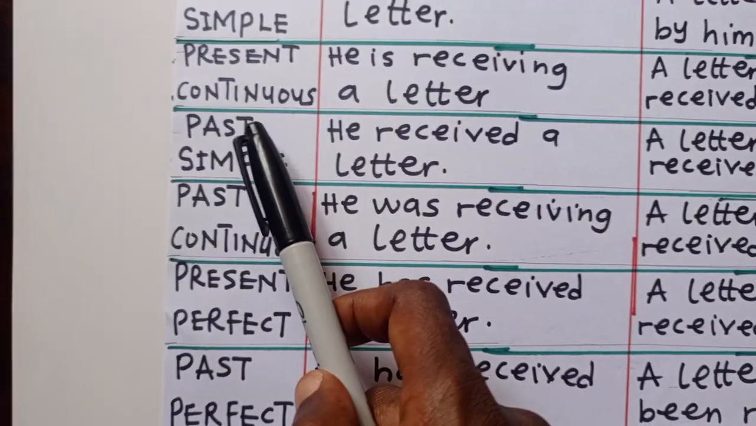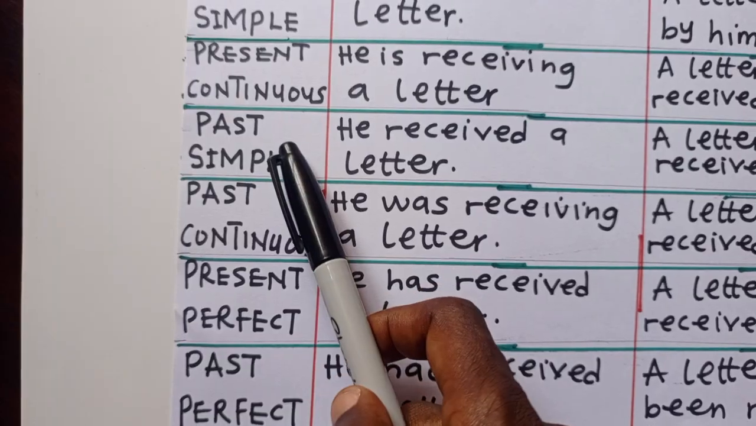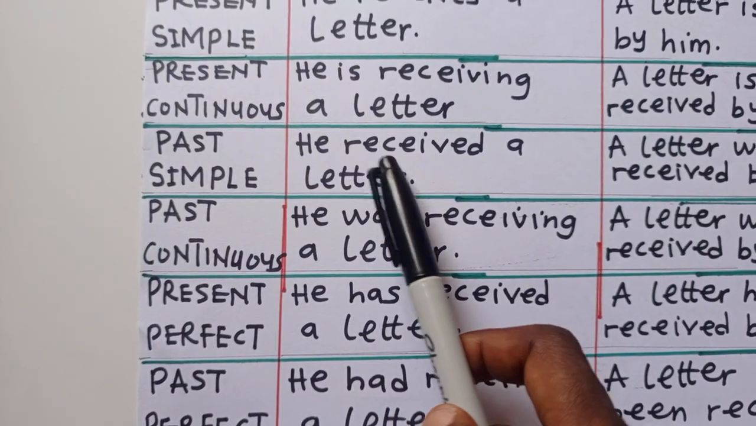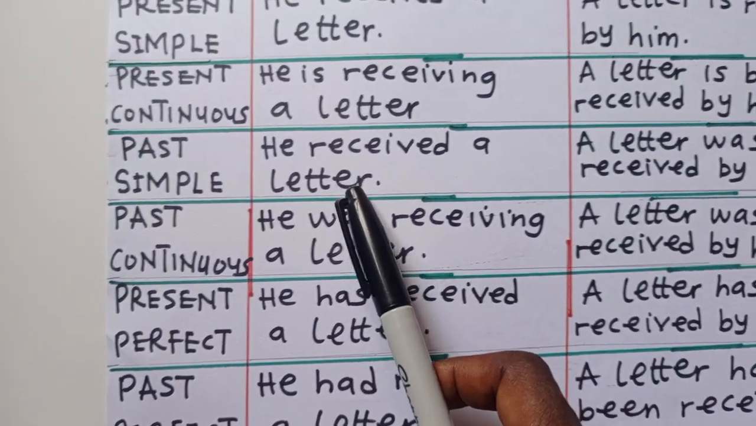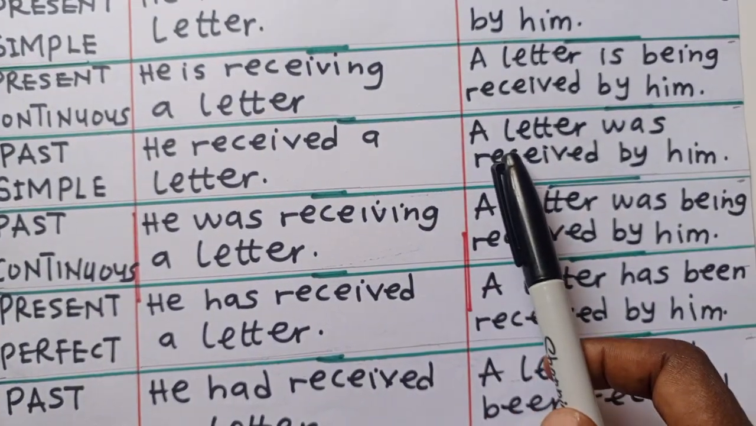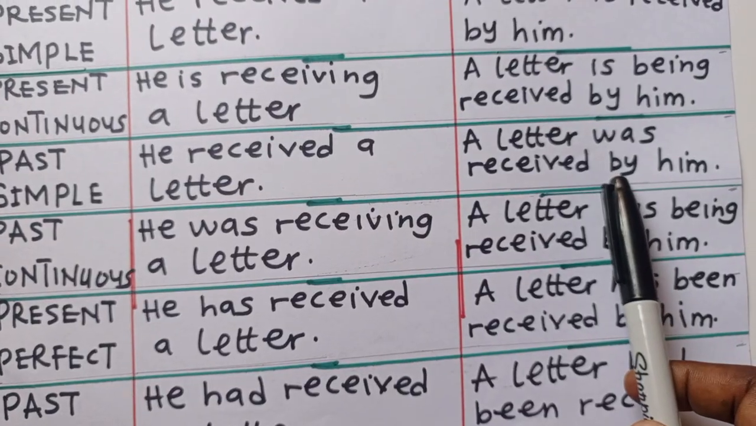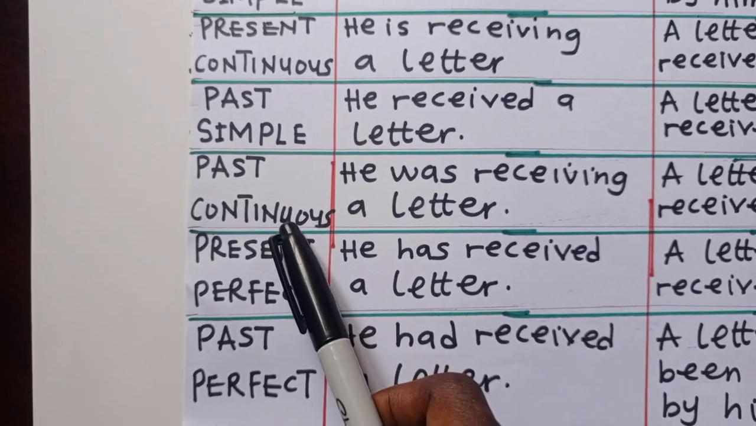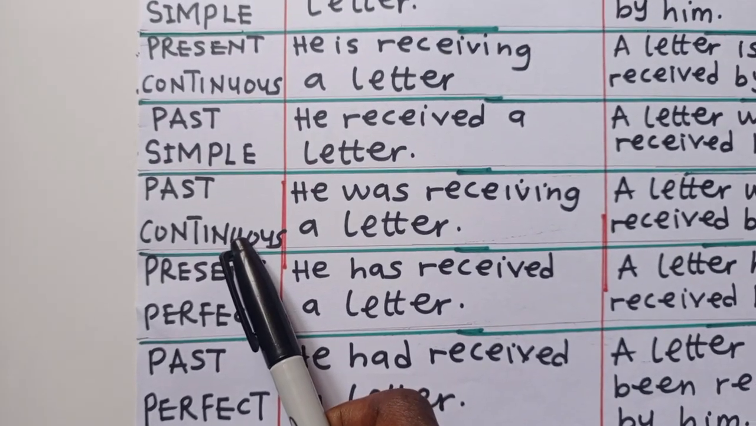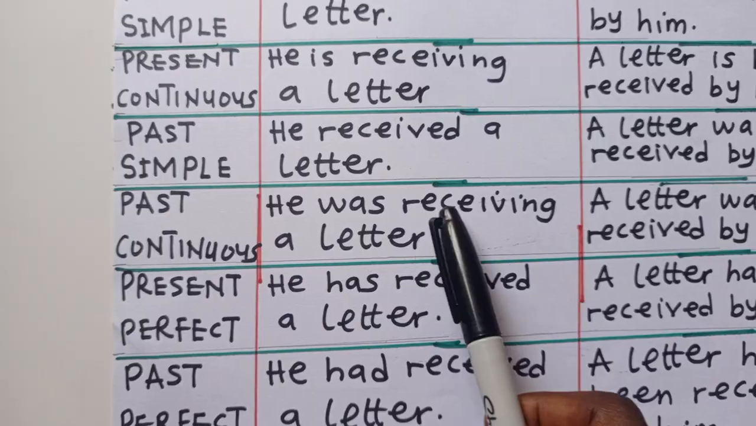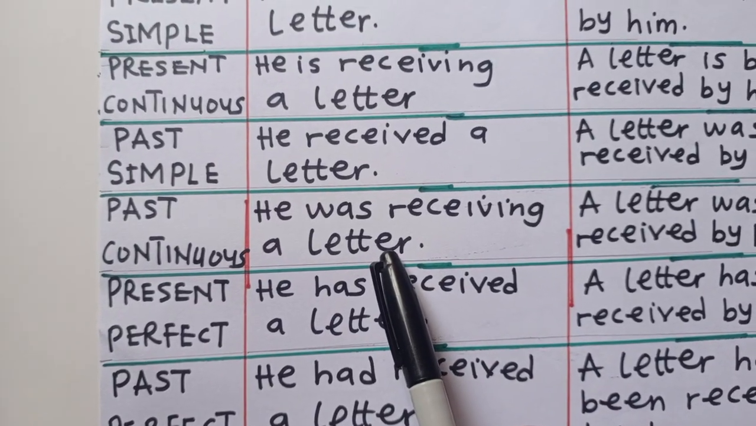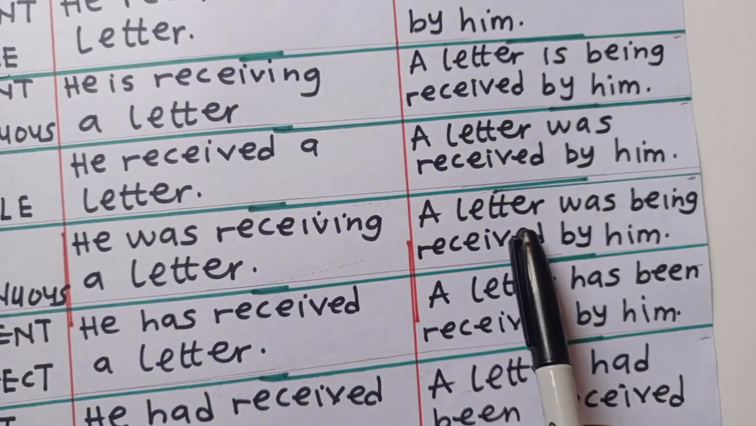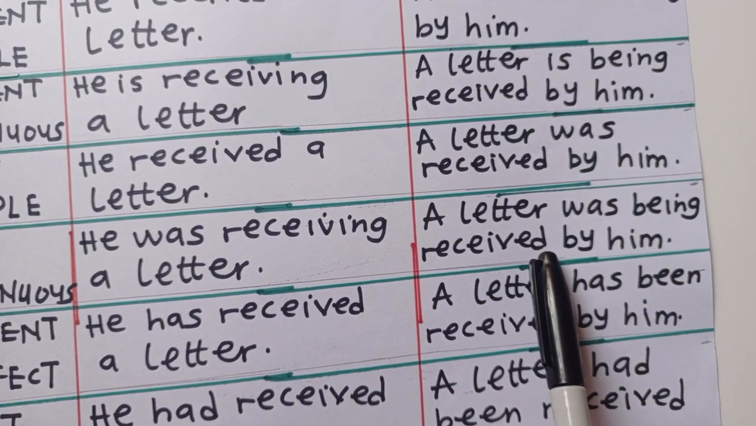Let's look at past simple tense for active voice. Example, he received a letter. And then the passive voice will be a letter was received by him. Let's look at past continuous tense. An example, he was receiving a letter for active voice. Let's look at the passive voice. A letter was being received by him.